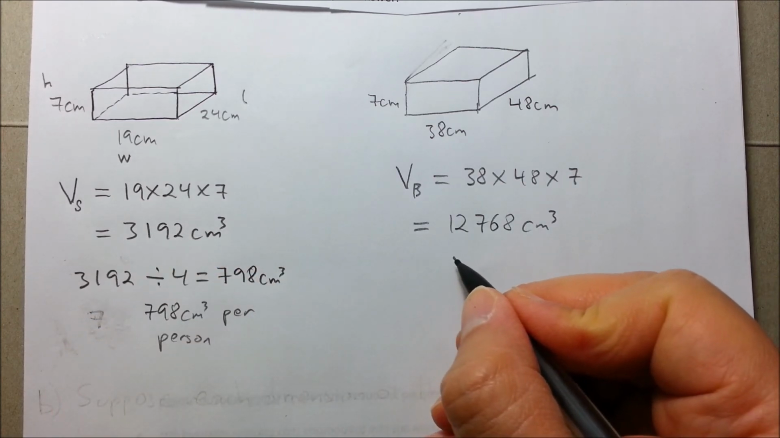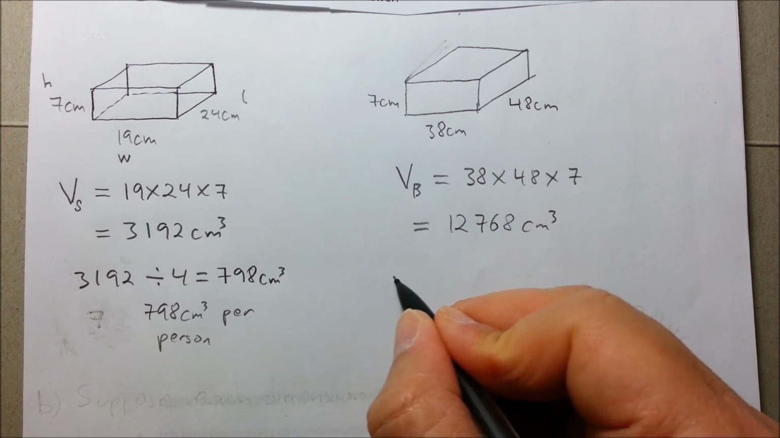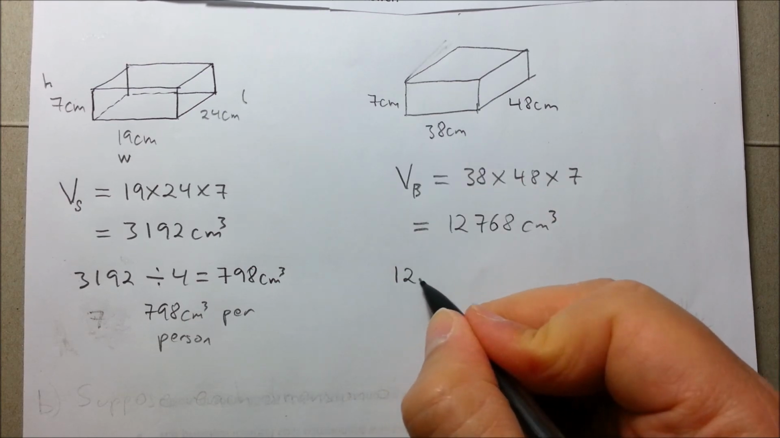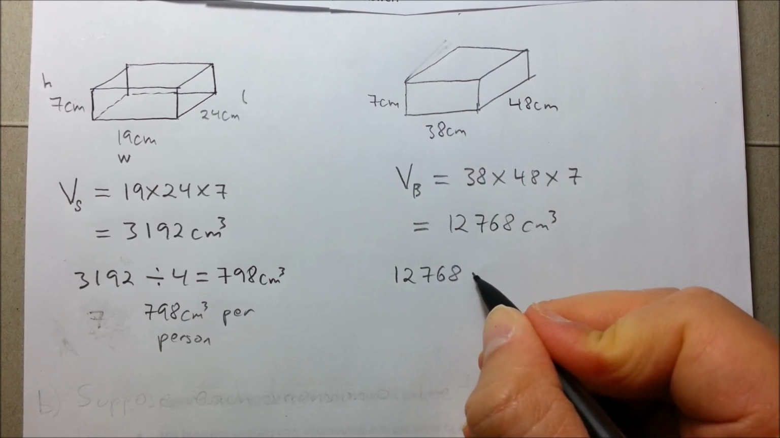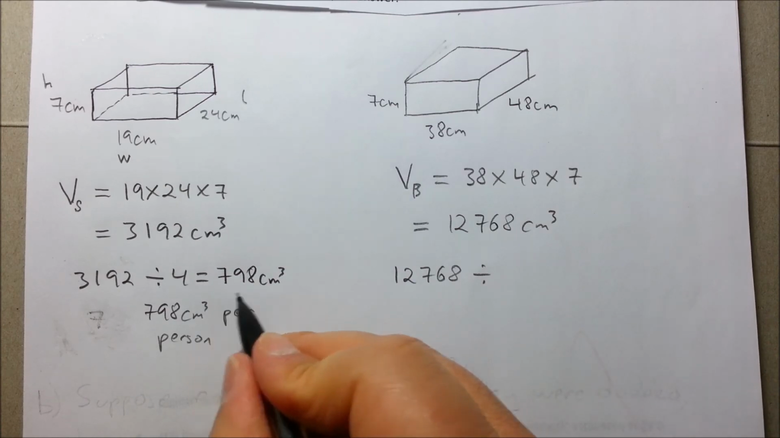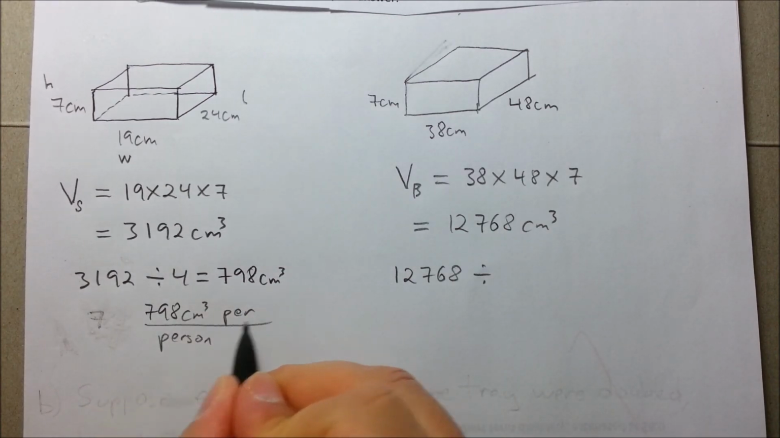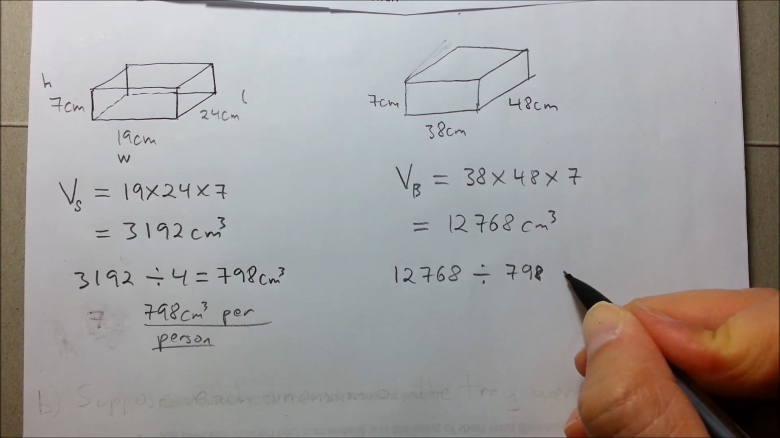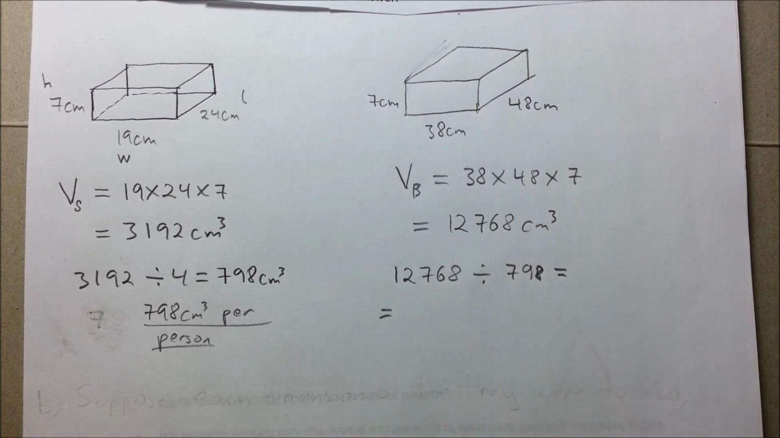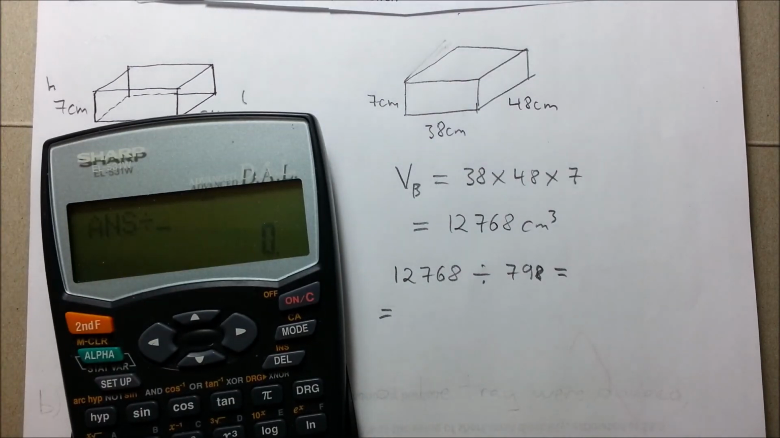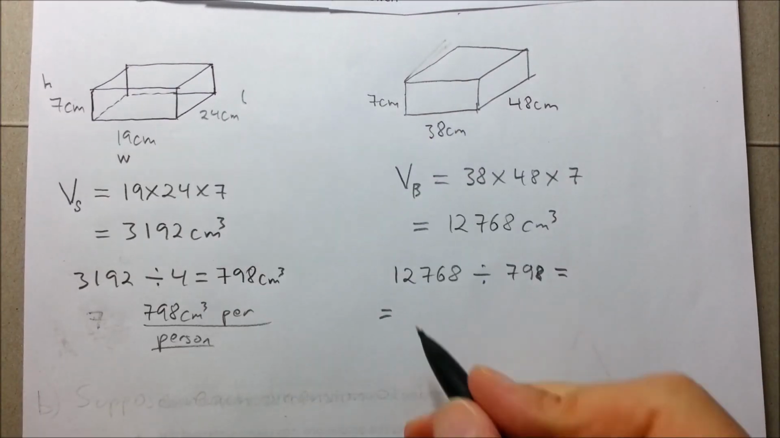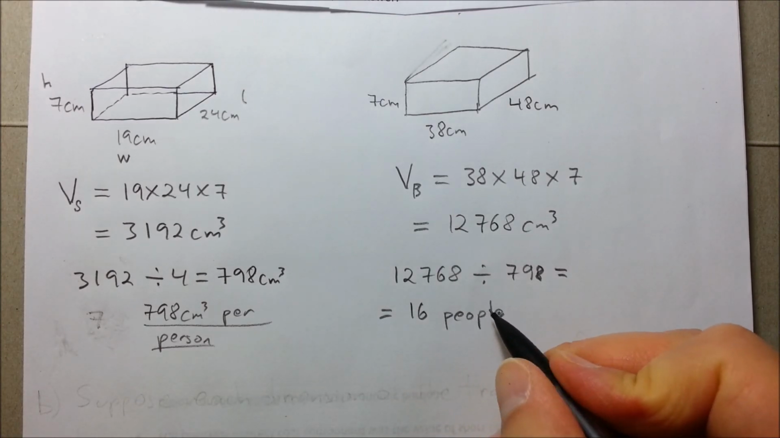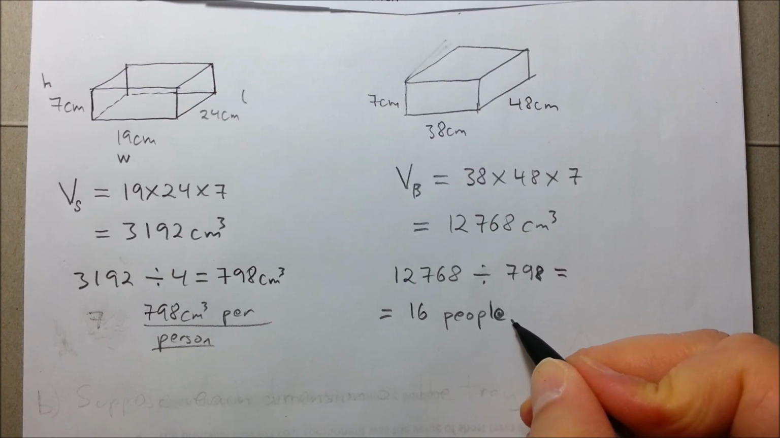Now, how do we calculate the number of people that are going to be fed by this? Well, we simply divide the volume of this bigger tray, 12,768, divided by the amount that each person gets, 798 centimeters cubed, and the answer for this would be this divided by 798, 16. So we get 16 people are able to feed from this tray.